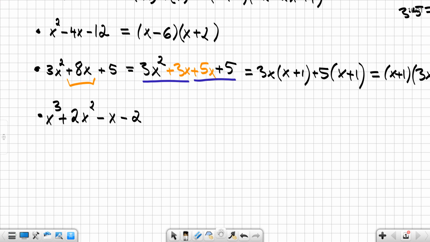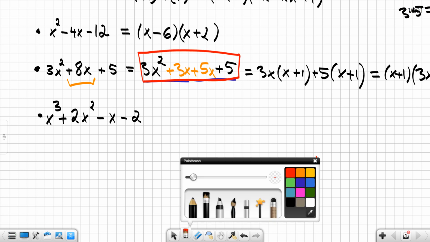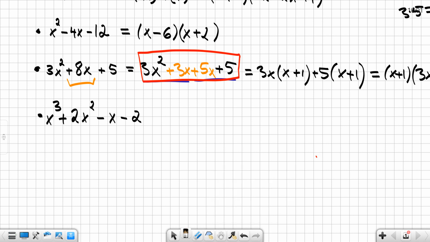Now, the last example right here has exactly 4 terms. So I directly use factoring by grouping, the trick that we have used already in the prior example. I'm going to look at my first group, x cubed plus 2x squared. There is a factor of x squared that both terms have in common. Taking an x squared out of x cubed leaves me with 1x. Taking the x squared out of 2x squared leaves me with the 2.